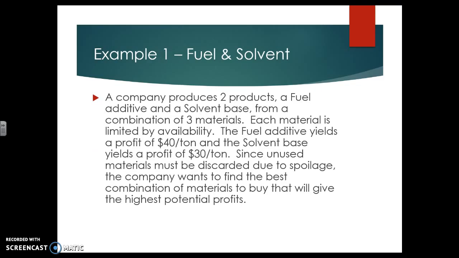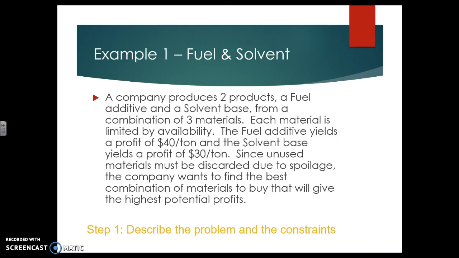This is the example in the book that we are using. So fuel and solvent. A company produces 2 products, a fuel additive and a solvent base, from a combination of 3 materials. Each material is limited by availability. We only have so much of them to make the big products. Fuel gives us $40 a ton profit. Solvent gives us $30 a ton profit. And we have to get rid of anything due to spoilage, so we want to find the best solution so that we're not wasting our materials and we are maximizing the highest potential profit.